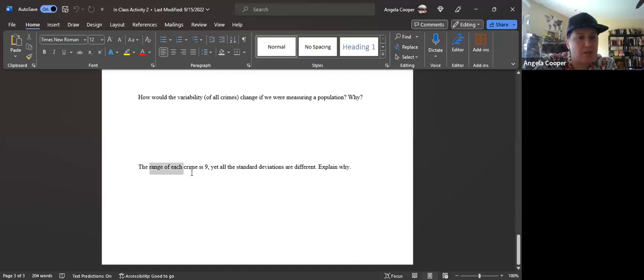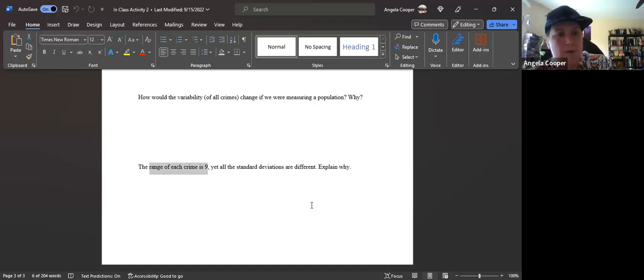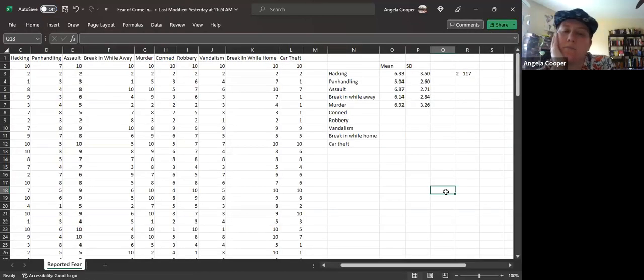Because really the range of each crime being 9 really boils down to, just like I said, it's on a 1 to 10 scale. So the highest can only be 10 and the lowest can only be 1. And with the range of these crimes being 9, that means at least one person had the highest and at least one person had the lowest. That's why the range is 9. But then why are the standard deviations different? We know it accommodates for all of the data, not just the top and bottom one. But why would the standard deviations vary so much from crime to crime?